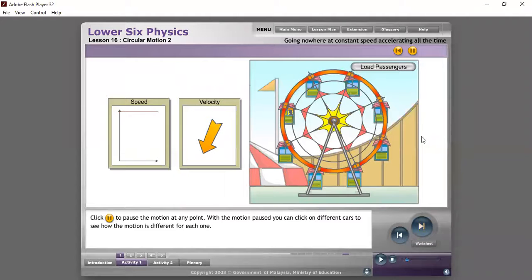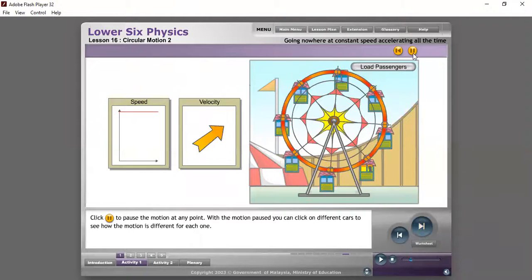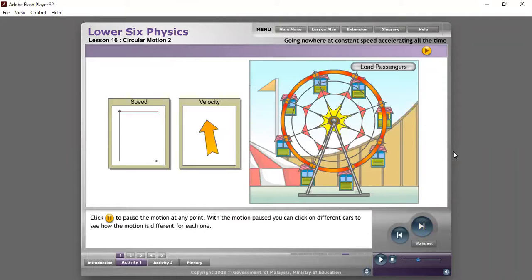Click pause button to pause the motion at any point. With the motion paused, you can click on different cars to see how the motion is different from each one. So this arrow shows the direction. For this car, how about if the car is in this direction? You see, at each different point, the velocity always changes.